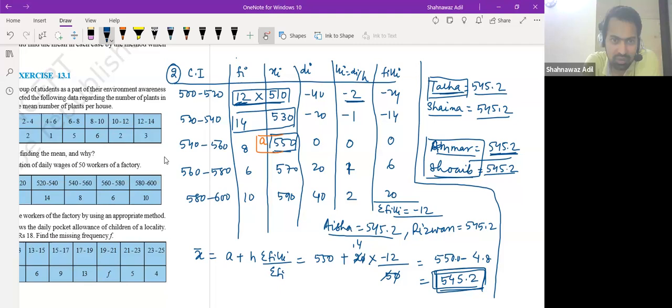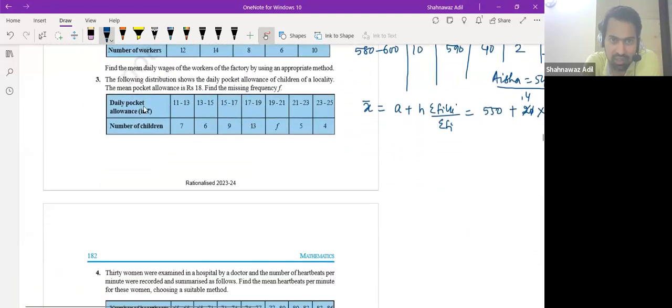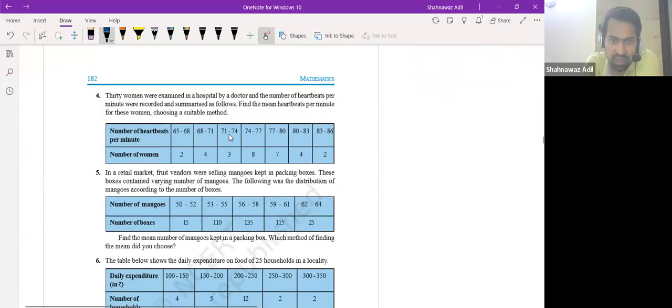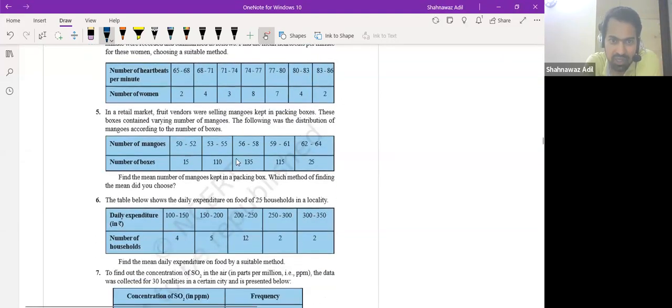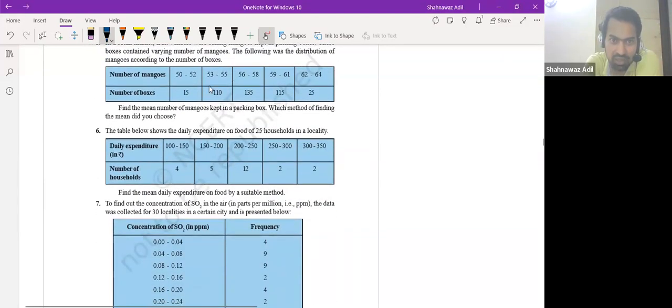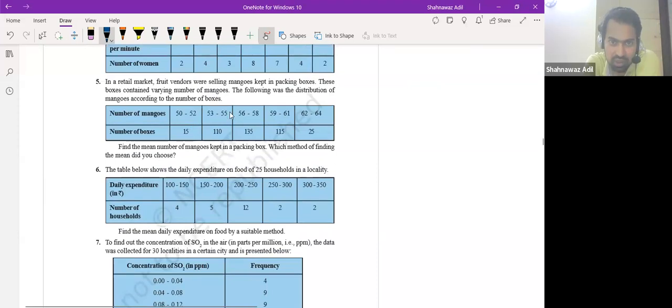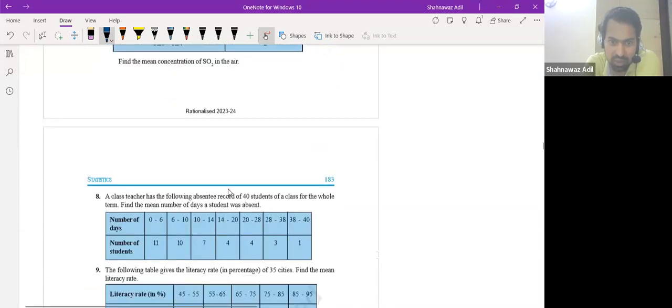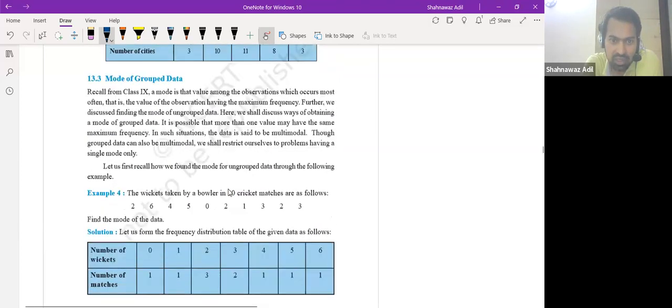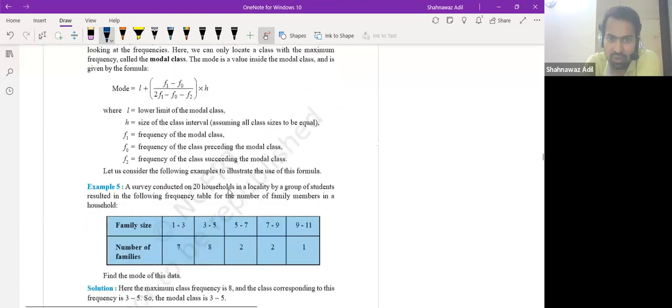So I will give you some practice questions, right? This third is a different one, so we will do this in the next class. This one is similar, so you guys can practice some of the questions, and this is also a different one. So I will talk about this question and then we'll complete this one. Then we'll start the next topic.